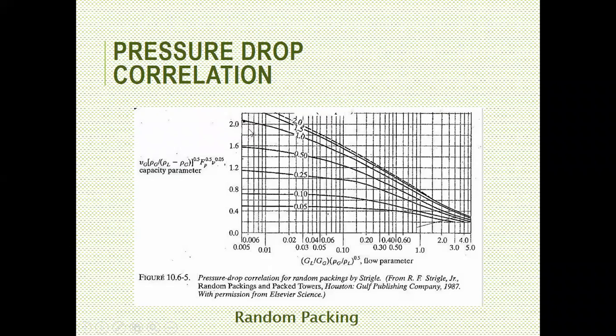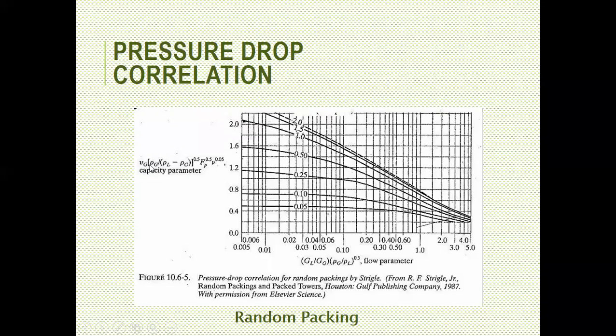Then using that particular value here for you to approximate your curve, and using this computed flow parameter, you'll be able to get here, or you'll be able to solve for the capacity parameter. Actually, you're not solving because you're reading. So from the value of the flow parameter, you go up to the appropriate curve, for example, 0.25, and read here the capacity parameter. So this is not yet being solved. But from the capacity parameter, that's where you solve the flooding velocity.